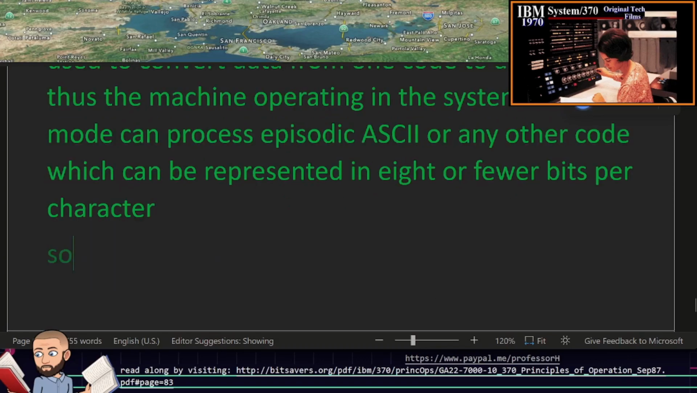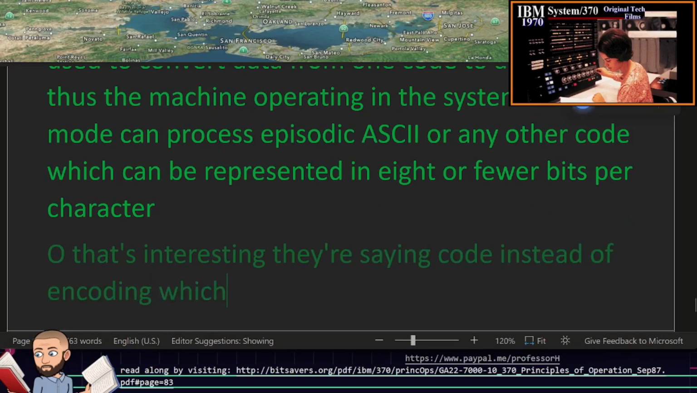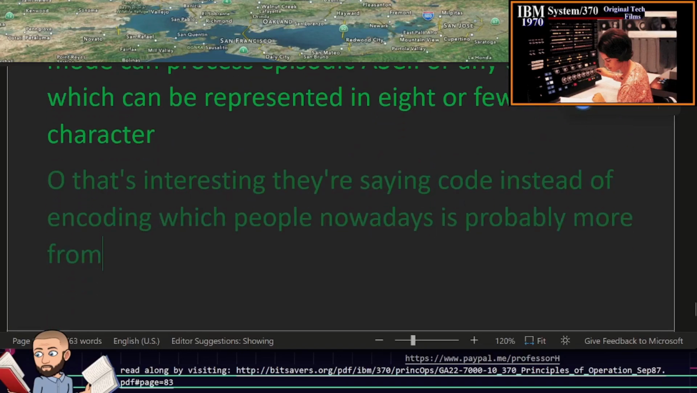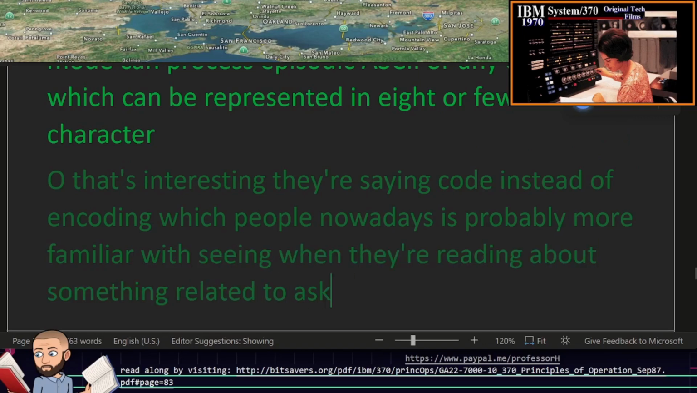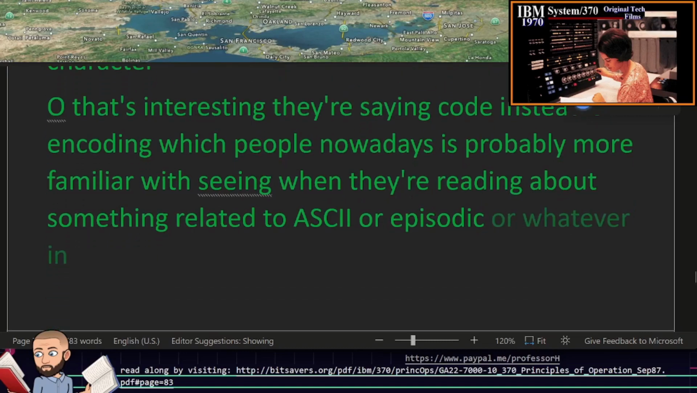So that's interesting. They're saying code instead of encoding, which people nowadays are probably more familiar with saying when they're reading about something related to ASCII or EBCDIC or whatever encoding they're reading about.